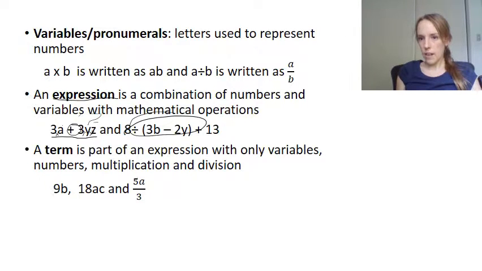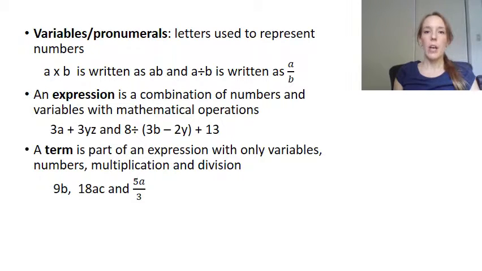Clear that slide a bit. There we go. And the other word that you're going to have to learn is a term. So a term is part of an expression with only variables, numbers, multiplication, and division. So you can see here 9b is a term. We've got the variable b, and we've also got the number 9, and they're being multiplied together. So it's 9 times b.